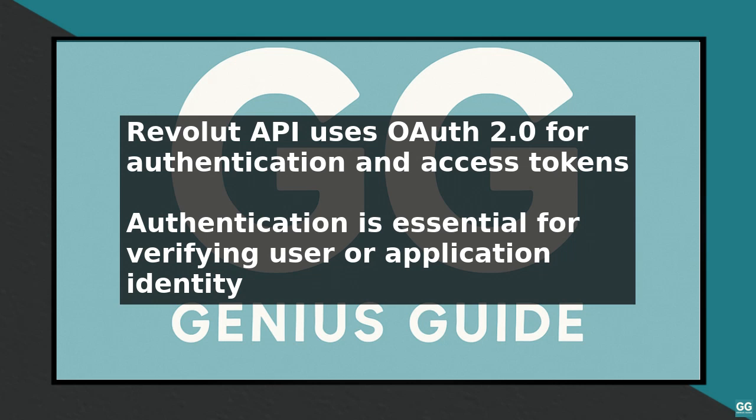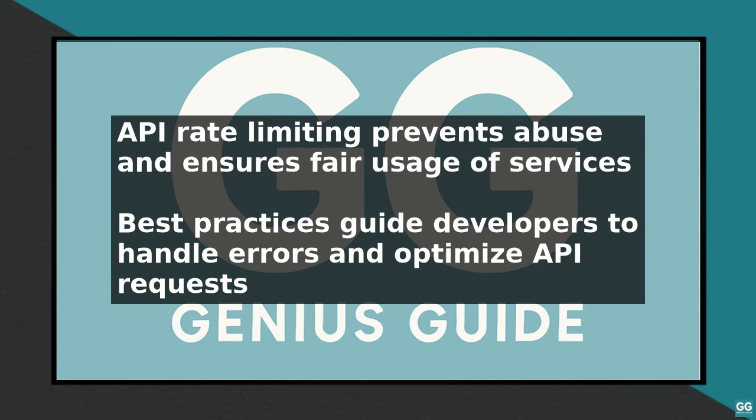A key concept in the Revolut API documentation is authentication, which is the process of verifying the identity of the user or application making the API request. The Revolut API uses OAuth 2.0 for authentication, which involves obtaining an access token and using it to authenticate API requests. Another important concept is API rate limiting, which is the process of limiting the number of API requests that can be made within a certain time period. The Revolut API has rate limits in place to prevent abuse and ensure fair usage.